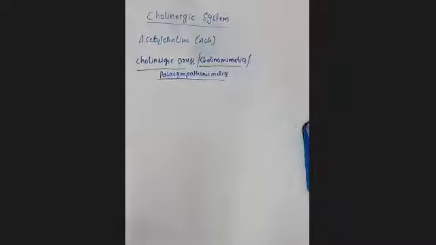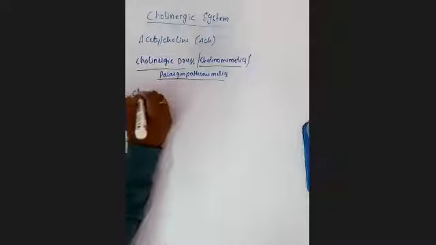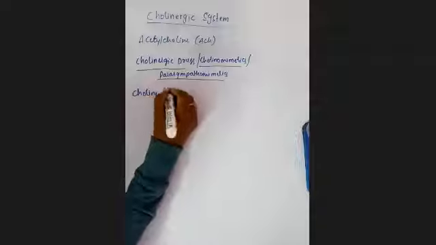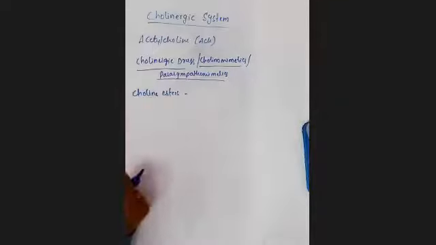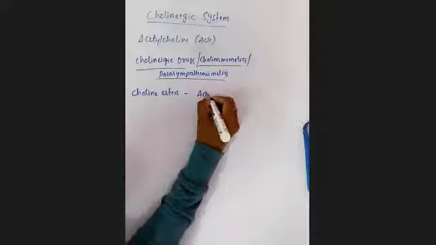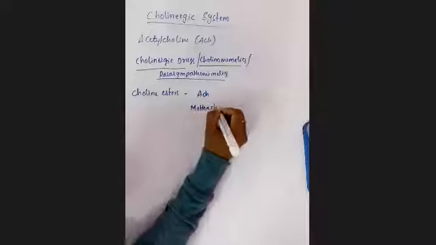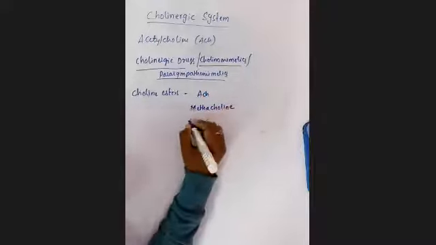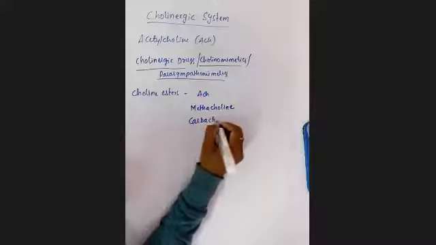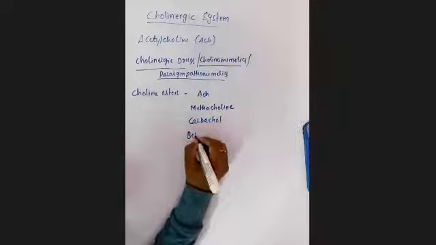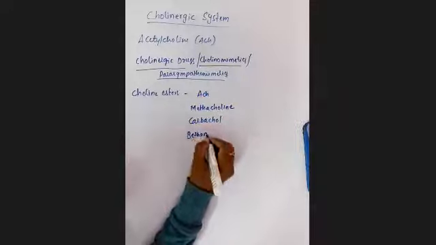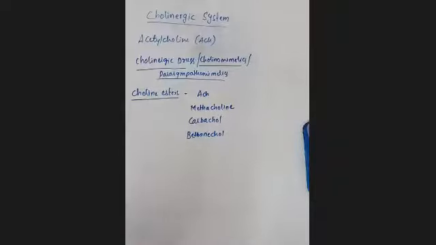We have two categories of drugs among these cholinergic drugs. First, choline esters, with examples like acetylcholine, methacholine, carbachol, and bethanechol. These are all the choline esters.